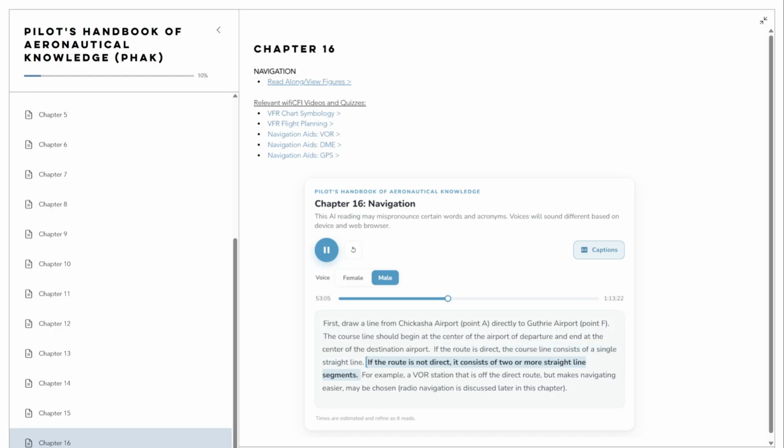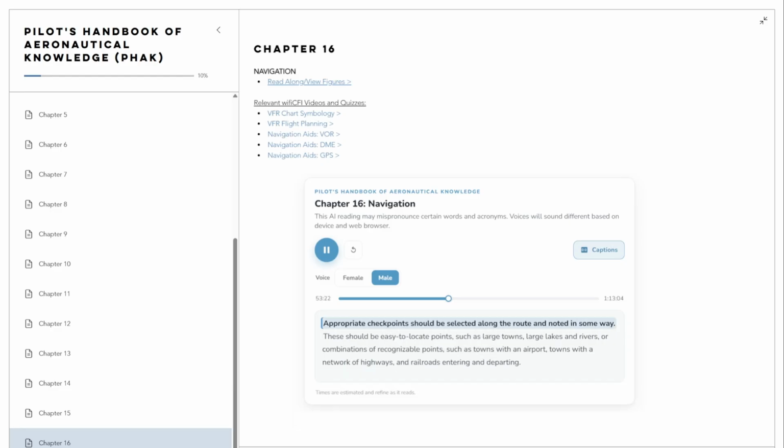If the route is not direct, it consists of two or more straight line segments. For example, a VOR station that is off the direct route, but makes navigating easier, may be chosen. Radio navigation is discussed later in this chapter. Appropriate checkpoints should be selected along the route and noted in some way.